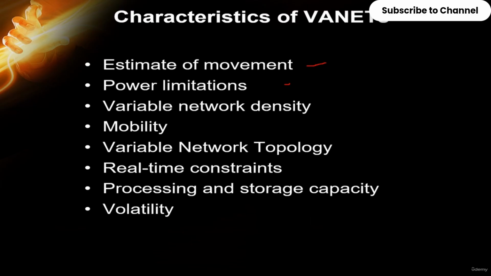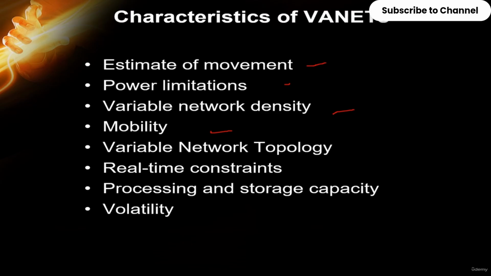Next is variable network density. The density of the network is contingent upon the large volume of traffic at the roadside units. It provides a higher density in populated and urban regions, as well as rural areas. So network density won't be an issue for these vehicular ad hoc networks. And then mobility: obviously it is an ad hoc network and it provides faster access for vehicular communication like V2V, V2I, all those things.